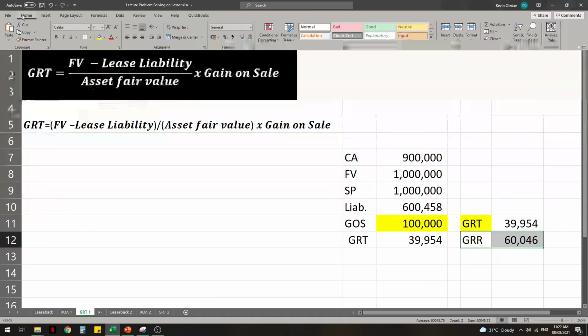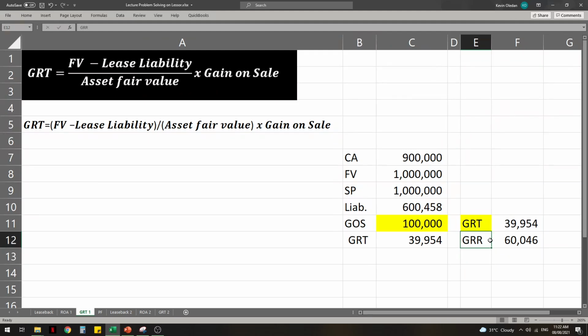Okay, again, I'll have that clear. You do not recognize this as a gain. In fact, you don't even need to pay attention to it.